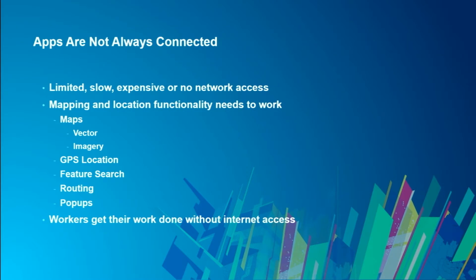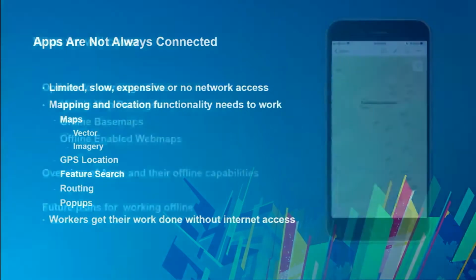The offline mapping functionality needs to work in the field. Our offline maps support vector data and imagery. You still get the GPS location even when you're disconnected from a network. There's feature search capability that you can build into the maps. You can have routing for apps like Navigator and pop-up information to allow you to get all of the features that you need in the field, all coming from the device. The basic thing is that workers can get their work done when they need to get it done, even if they don't have the internet, when they don't have a network. So that's why we're here.